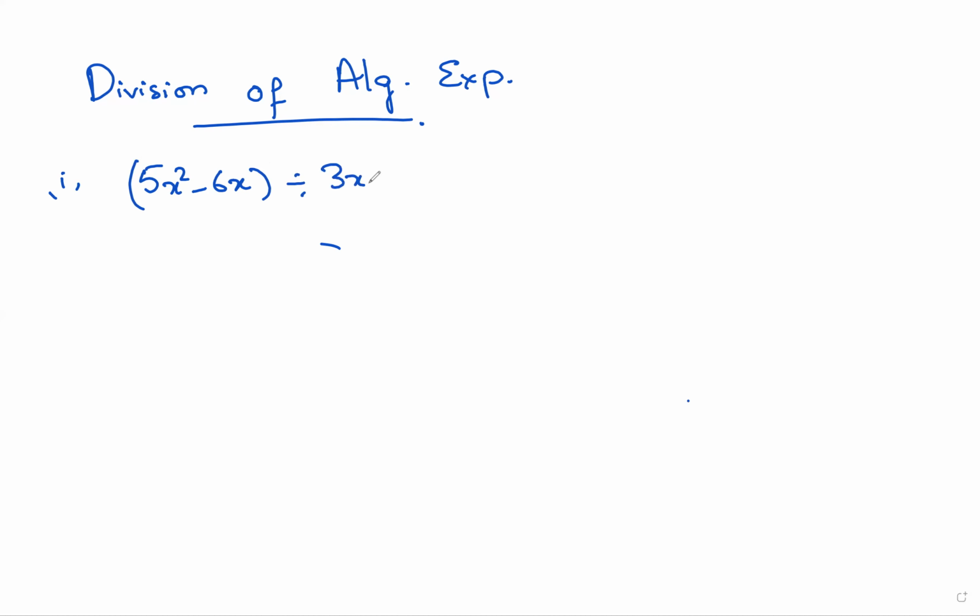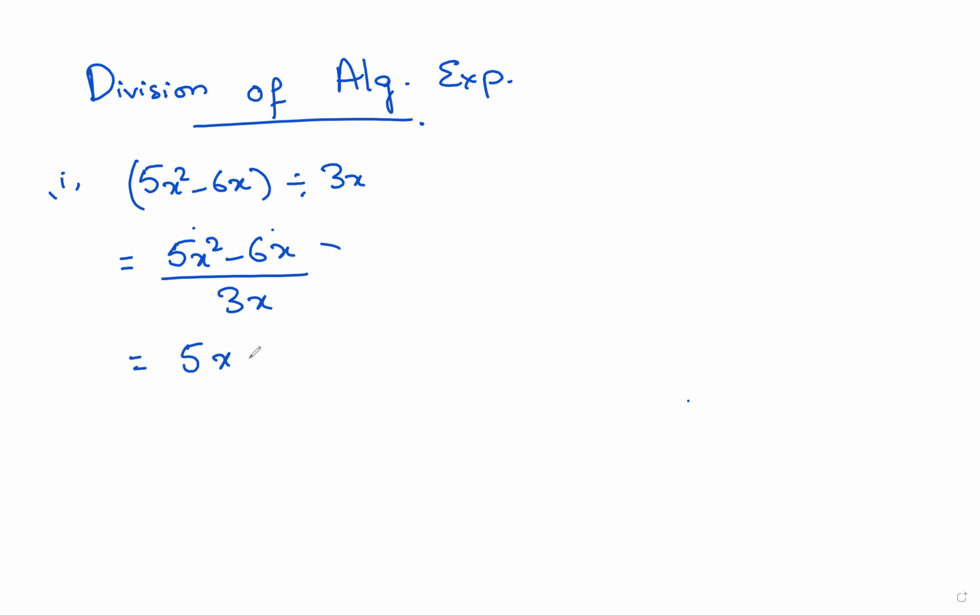So let me write as numerator and denominator. It is 5x square minus 6x divided by 3x. When you have two terms, what are we supposed to do? How to divide? Take common. If both terms are perfect squares, then you go for the third identity: a square minus b square is equal to a plus b into a minus b. But here the second term is not a perfect square. So try to take common from this.